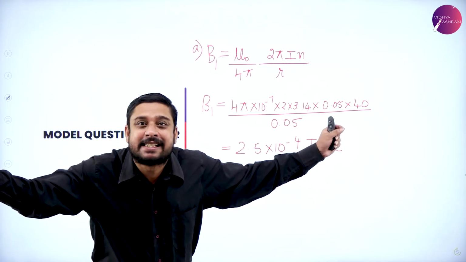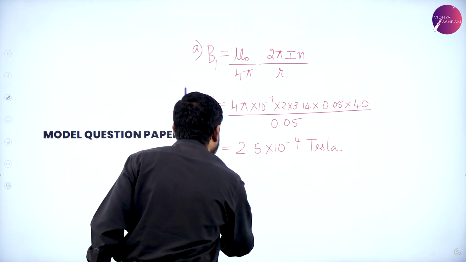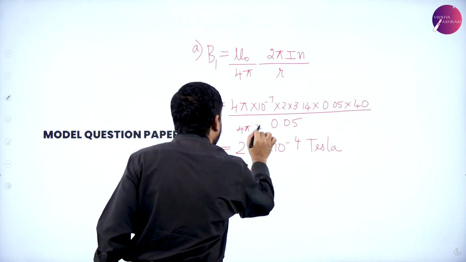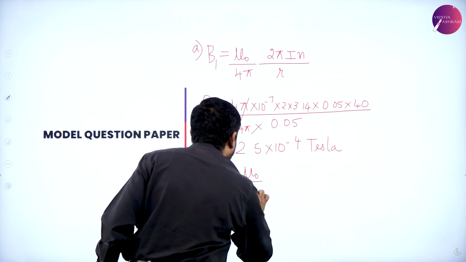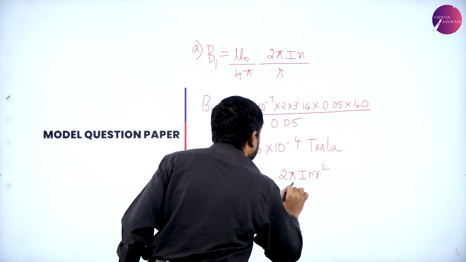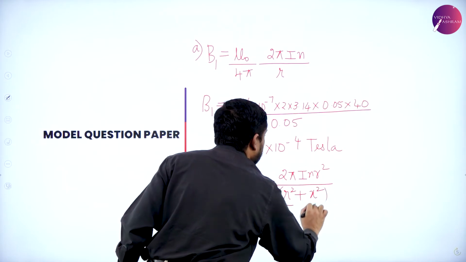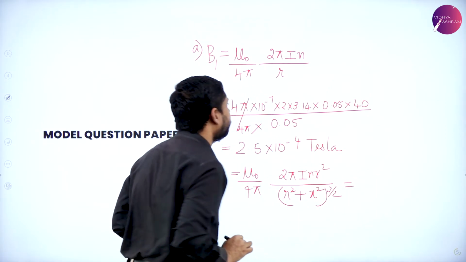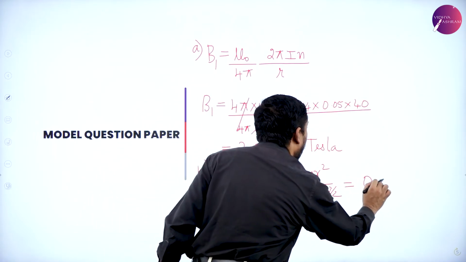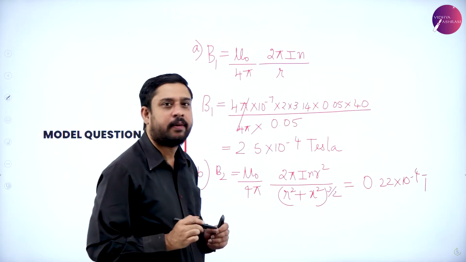coil. So on the axis now, we know B2 is, so here again we have mu naught by 4 pi, 2 pi NI R square by R square plus x square to the power 3 by 2. And on simplification, this is 0.22 into 10 power minus 4 Tesla.